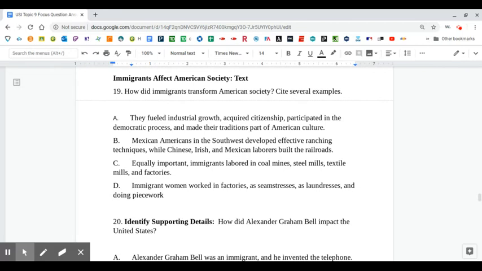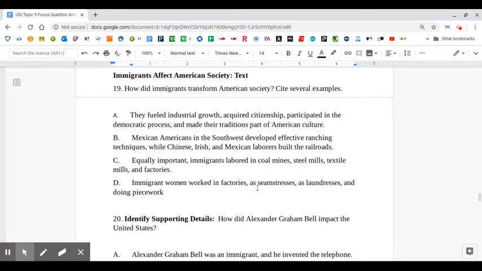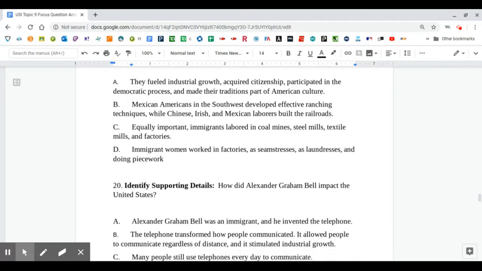19, how did immigrants transform American society? Well, first, it helped with economic growth and expansion. They acquired citizenship and participated in the democratic process. Mexican Americans in the Southwest developed effective ranching techniques. The Chinese, Irish, and Mexican laborers helped to build railroads across the country. Equally as important, immigrants labored in coal mines, steel mills, textile mills, and factories. Immigrant women worked in factories as seamstresses, as laundresses, and doing piecework.